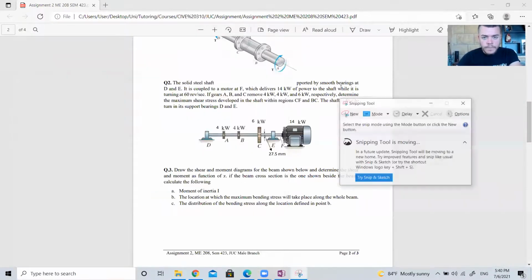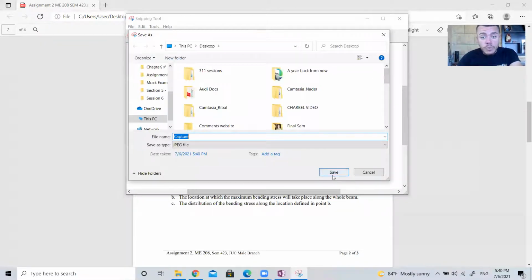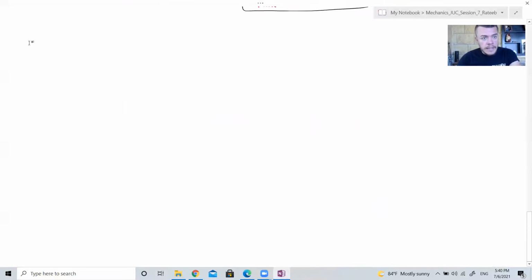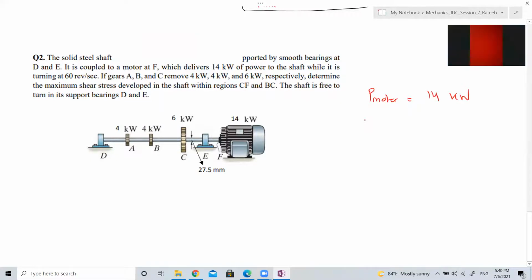Question number 2. The solid steel shaft is supported by smooth bearings at C and D. It is coupled to a motor at F. You have a motor in here that delivers 14 kilowatts of power to the shaft while it is turning at 60 revolutions per second. What is revolutions per second? This is the omega. This is the omega, 60 revolutions per second.